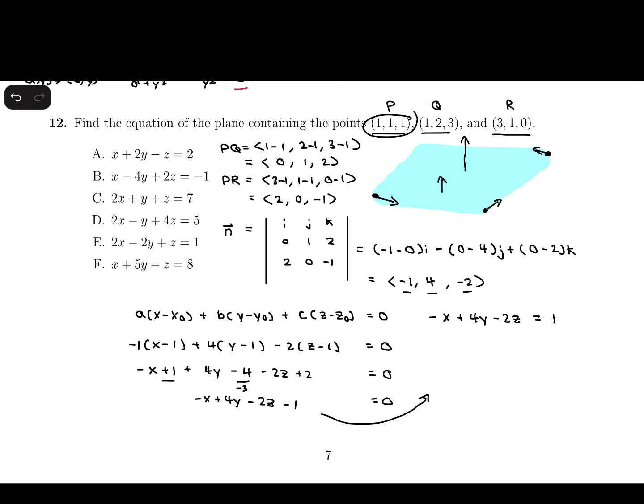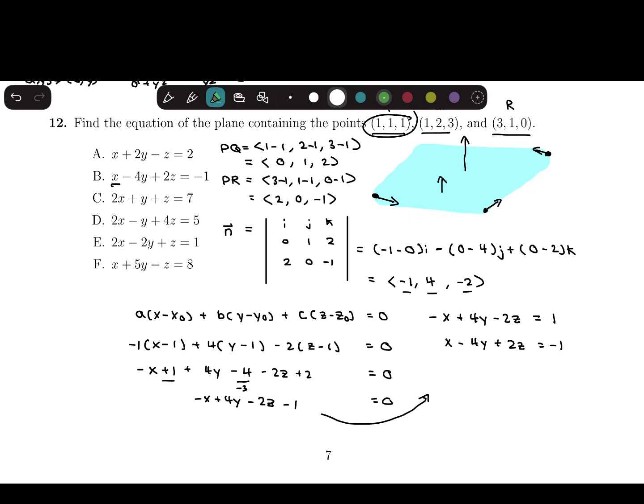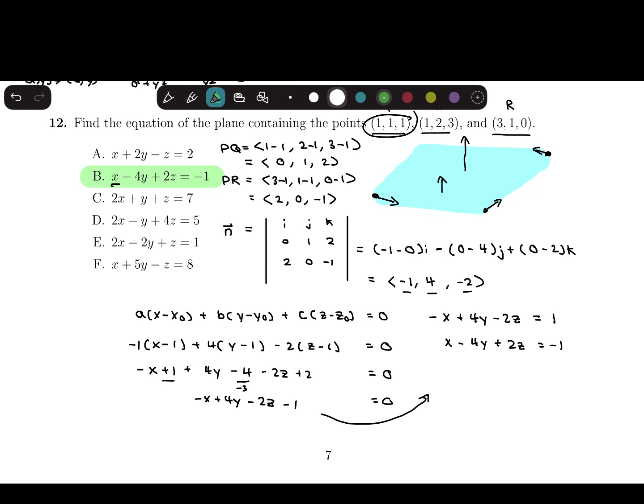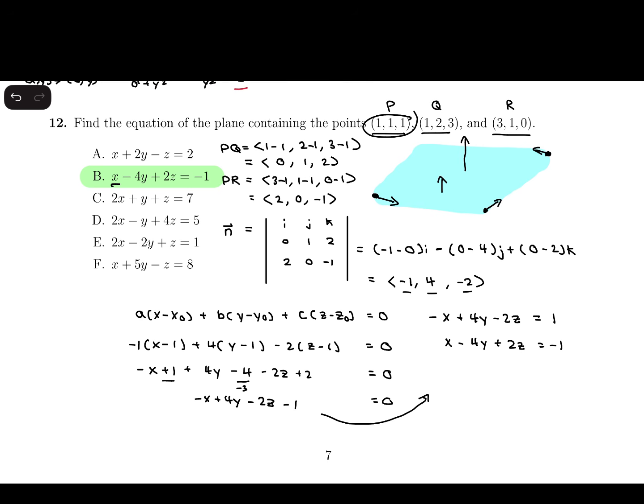But if we look at our answer choices here, the one that fits clearly wants x to be positive, so we just multiply everything by negative 1, which gets us x minus 4y plus 2z equals negative 1, which in this case is answer choice B. This is one of those cases where you get the final answer and you just have to look around for which one matches, and if it's the same answer choice but with all the signs flipped, then you know that's the correct one. Sorry, this is problem number 12.